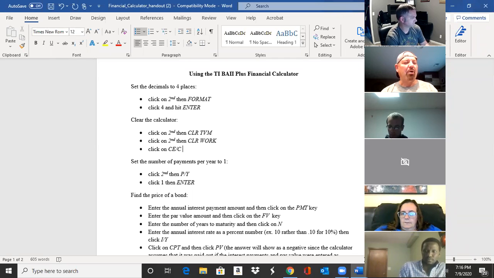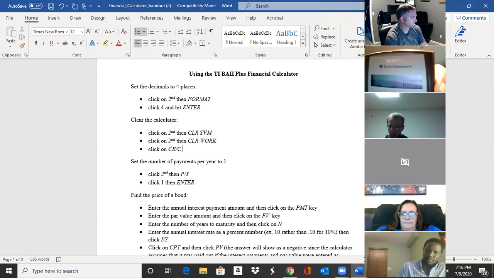Top key, top row, second from the left. You got it. Okay. Now just hit clear, and it should show your four decimals like that.